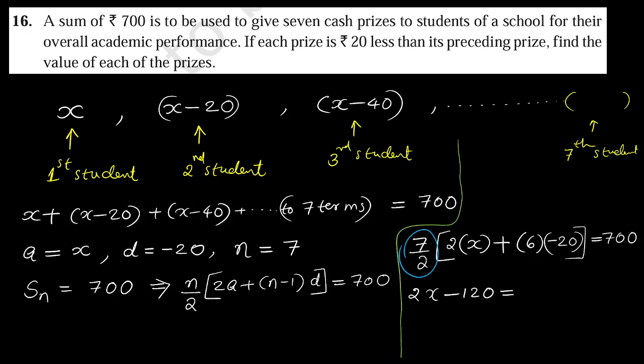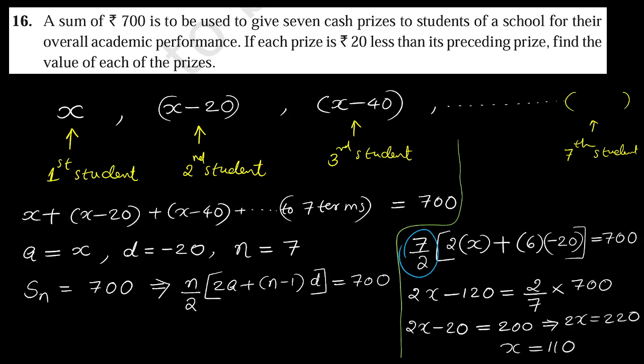The 7 by 2 becomes 2 by 7 on the other side. 2x minus 20 equal to 700 by 7, which will be 100. So 200. Let me reduce steps. 2x equal to 220, or x equal to 110. In the next step, I will get the answer.